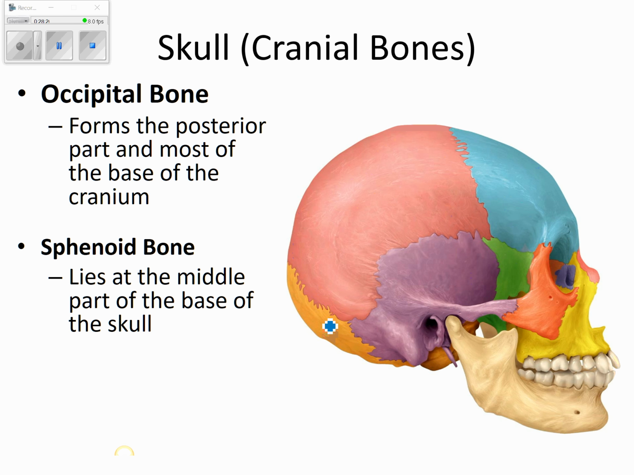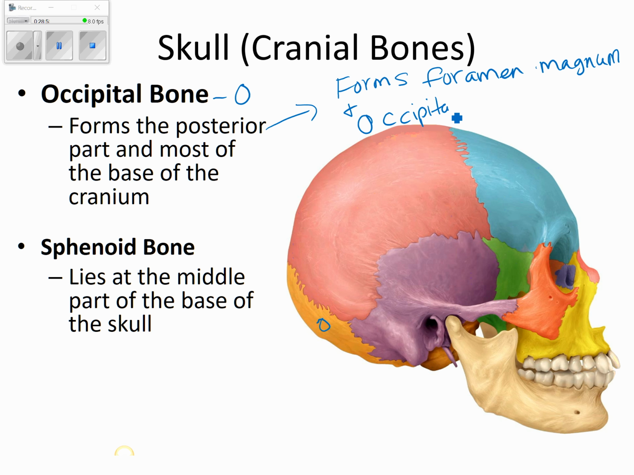Your occipital bone, again, is back here, and I'll put an O for it so we can label our picture for you. The occipital bone forms the posterior part and the base of the cranium. It is also going to form your foramen magnum. And the foramen magnum, of course, is the largest foramen in the skull. And also it is going to form your occipital condyles.